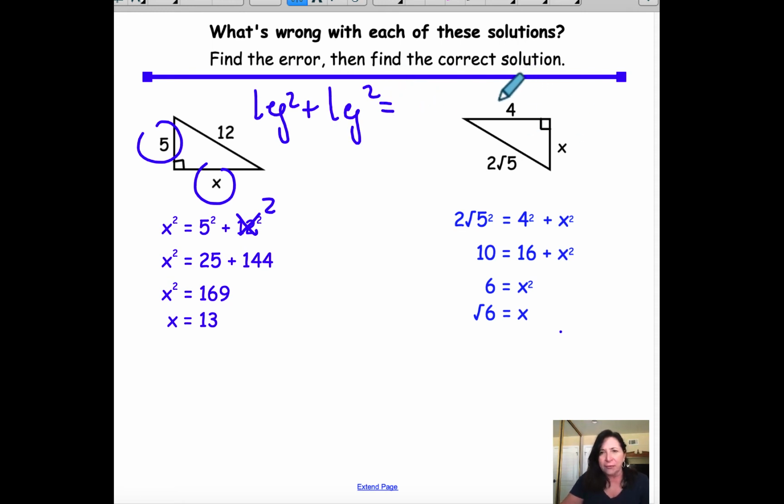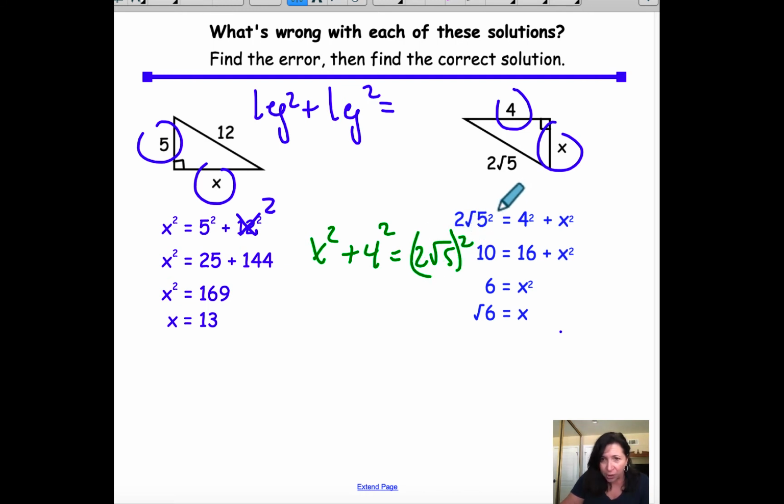So now we have 4 squared plus x squared. So we have, I'm going to just rewrite it myself. X squared plus 4 squared is equal to 2 root 5. By the way, that should be quantity squared. See that 2 right there? They only put the 2 on the root 5. But it's a quantity squared, okay?